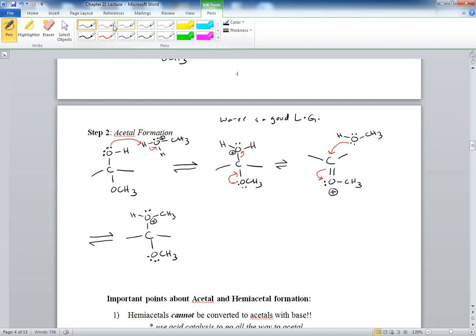Very well. And now we have a water molecule that was kicked out, or even another methanol molecule that would work too. So we'll just put the water molecule here, or even another methanol molecule would work as well, to deprotonate. And finally, you're at the full acetal, which is the full product here. So here it is. That's the acetal.